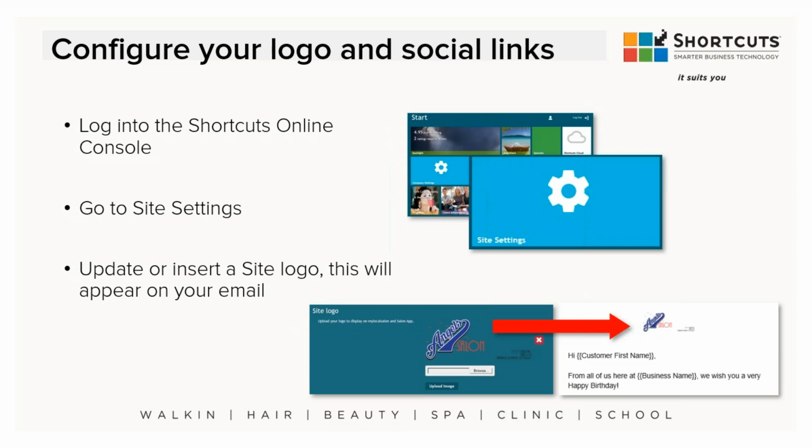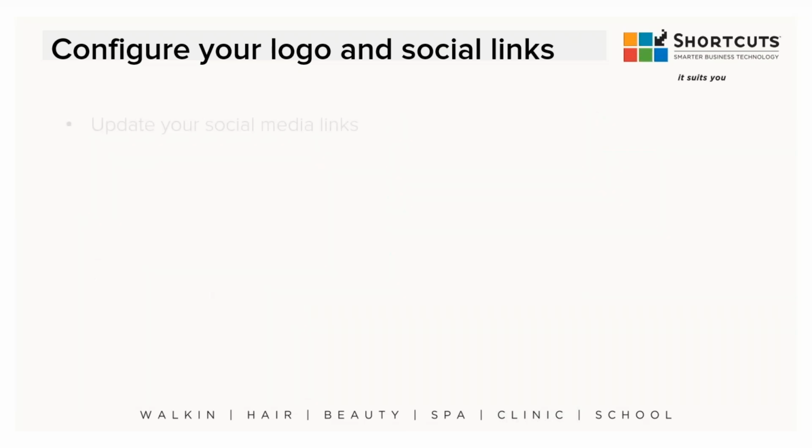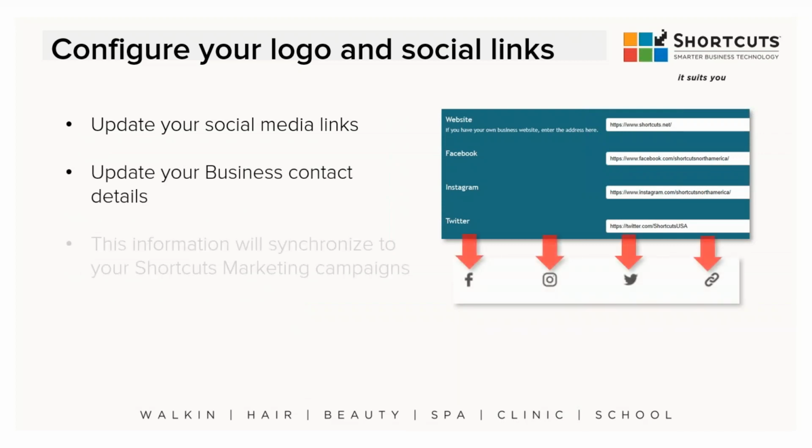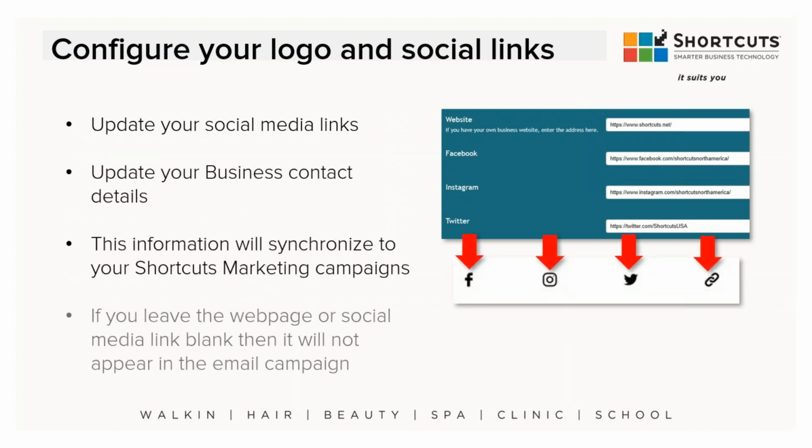And then once you're in site settings, if you haven't used this or if you haven't configured it in a long time, you're going to notice there's a few new options that weren't there previously. The other options that you have are your social media links. So you can insert a company webpage, a Facebook, Instagram, or Twitter link. So make sure you update this information.